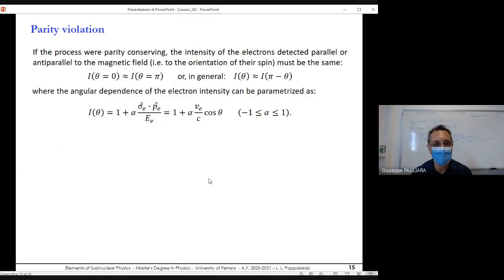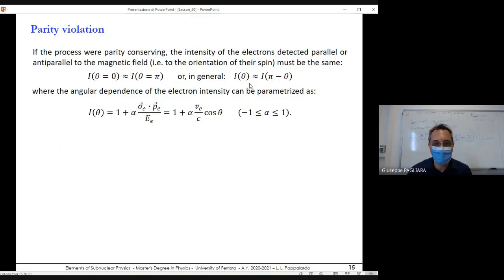Now, if the process were parity conserving, so no parity violation, then the intensity of the electrons detected parallel or anti-parallel to the magnetic field, or to the orientation of their spin, must be the same. So I of theta equals 0 should be equal to I of theta equals pi, or more generally, I of theta must be equal to I of pi minus theta, back to back.